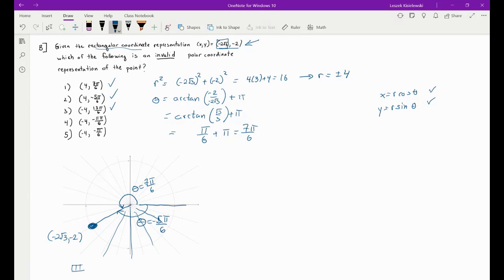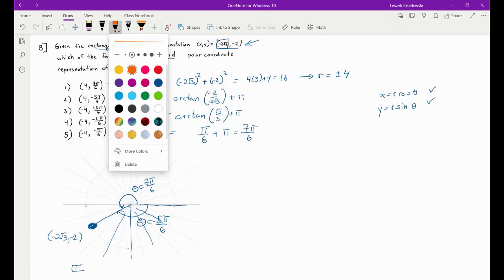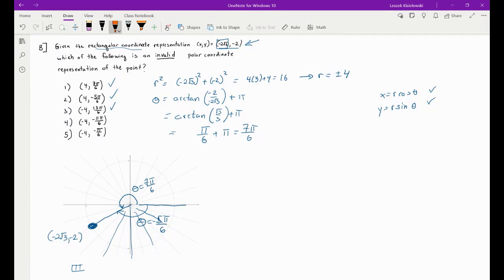Now the third one works because I could go counterclockwise, and that's 13 pi over 6. So that's 2 pi plus another 1/6 of pi, which we would end up being over here somewhere. That's the positive radial direction. Okay. But because here r is -4, instead of going in the positive radial direction for that angle, we would go in the opposite negative direction, and we would end up at the same point.